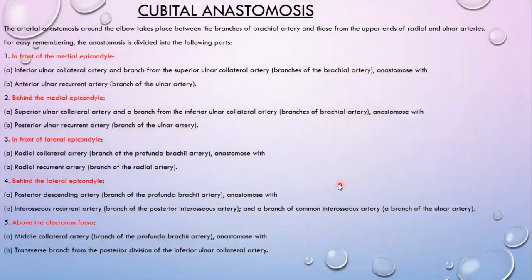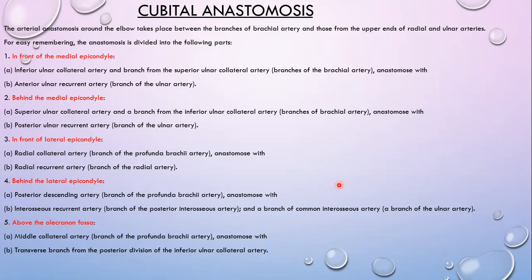So cubital anastomosis is an arterial anastomosis around the elbow, which takes place between the brachial artery and the upper ends of the ulnar and radial arteries. For easy remembering, it is divided into the following. Some arteries form an anastomosis in front and behind the lateral epicondyle. Others form an anastomosis in front and behind the medial epicondyle. Others form an anastomosis above the olecranon fossa.